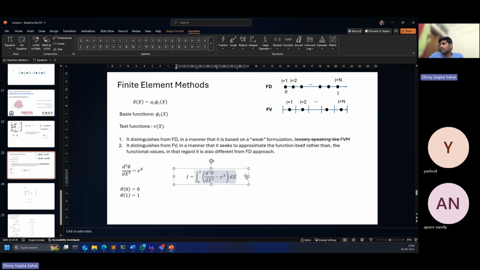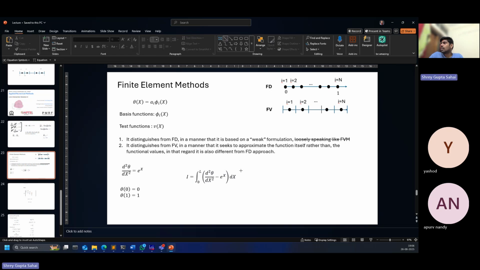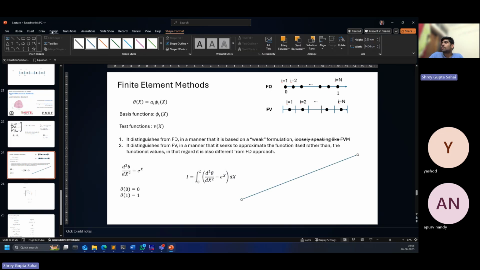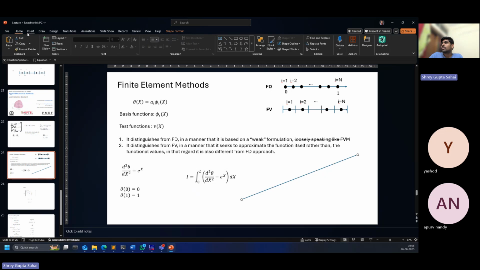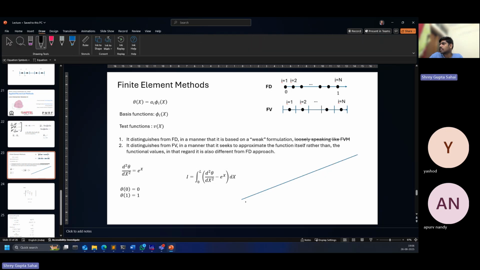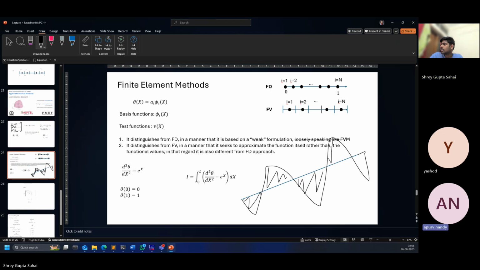Now my question to you is, how will you stop this thing from happening? As I mentioned, this is definitely a wrong solution. How do you stop this from happening? When the difference becomes zero, the error becomes zero, right?